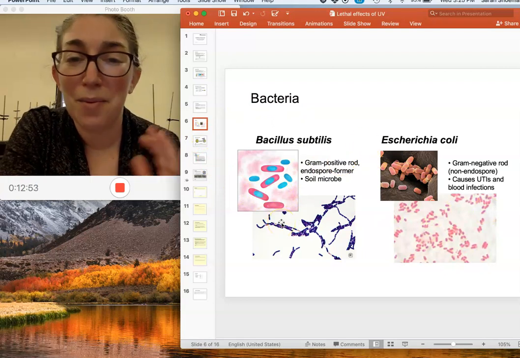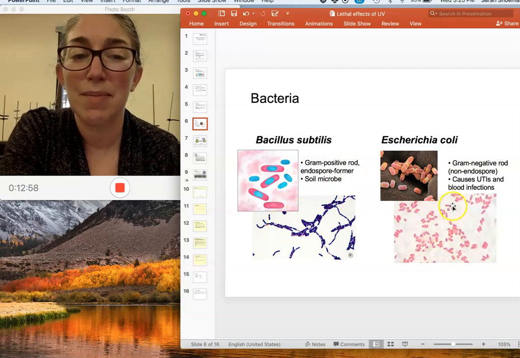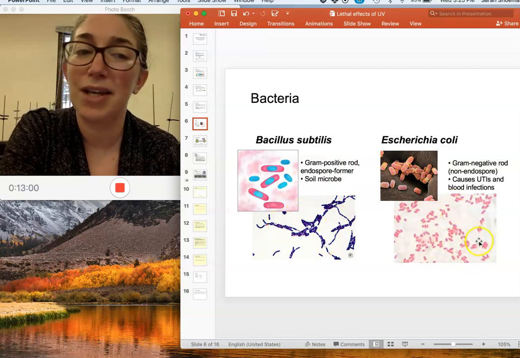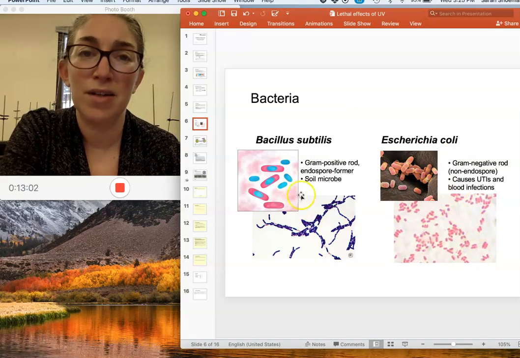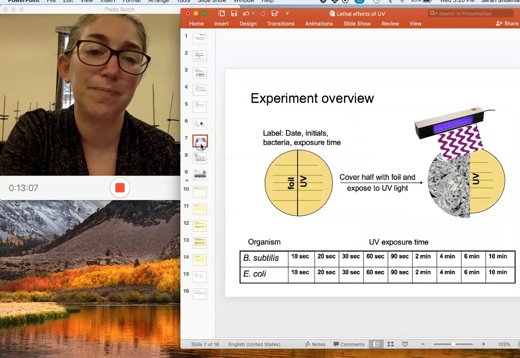So that was just a little extra trivia for you about these two types of bacteria. But I want you to notice the differences. I picked the things that are the same, they're both rods, but I picked one that's gram positive and one that's gram negative, one that's an endospore former and one that's a non-endospore former. So those are the things we're going to be comparing.